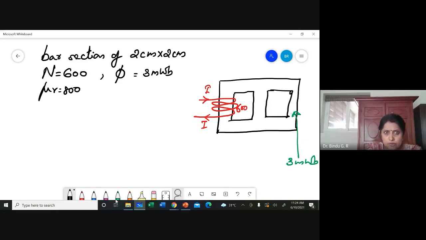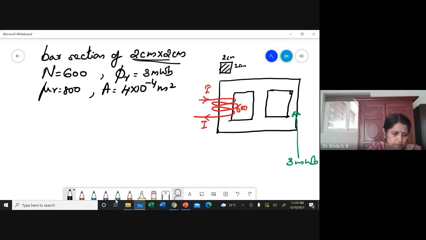Now, one thing that you have to remember is, what is this 2 centimeter into 2 centimeter? It means that the area of cross section is 2 centimeters by 2 centimeters. I am showing only a two-dimensional view. If you think about the 3-dimensional view, the area of cross section is 2 centimeter into 2 centimeter, or I can say A is equal to 4 into 10 raised to minus 4 meter square. And this is in the right limb.